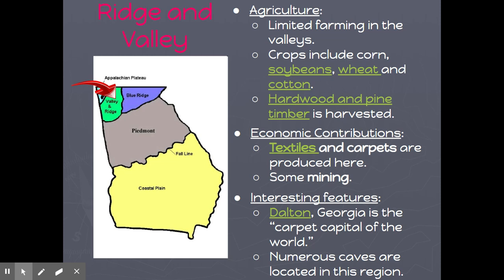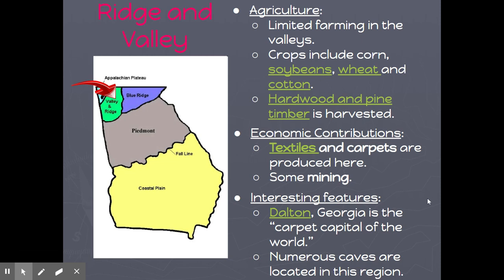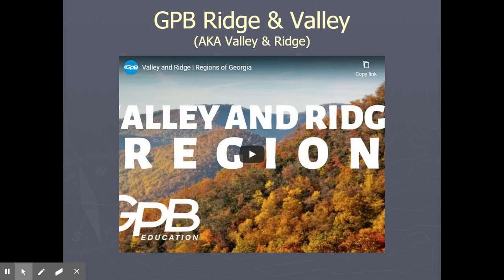Interesting features, we just talked about Dalton, and then there are also caves that are located in that region. Again, when you're going over this slide, be sure you click on these highlighted green words and phrases, because those are going to show you pictures of what I'm talking about, and a picture is worth 1,000 words. So here's the quick video from GPB about the Ridge and Valley region. Make sure you watch that before you move on to the next section.